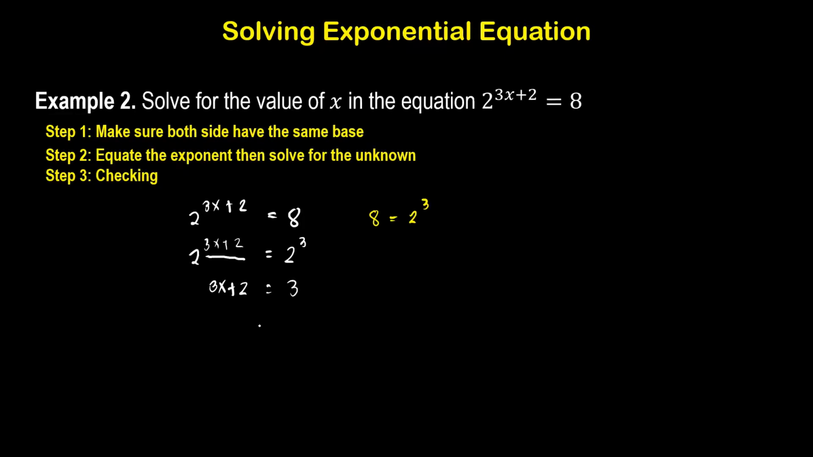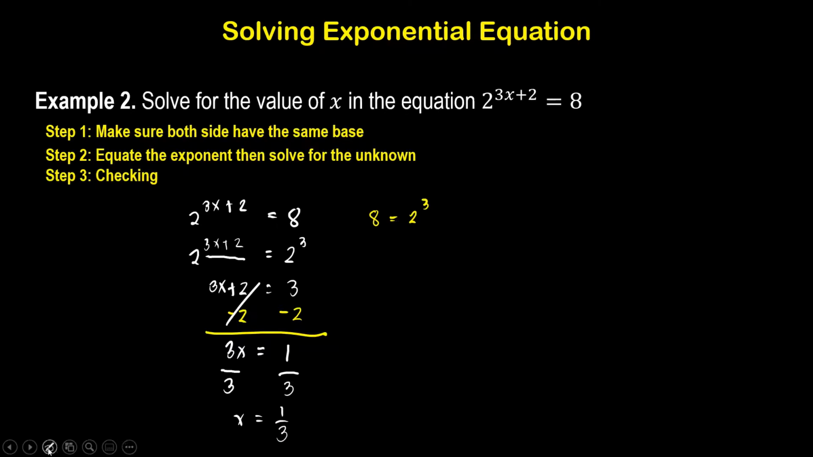Then of course, what we are going to do next is to isolate the x or to solve for the x. So ang next natin gagawin dito is to add both sides by negative 2. That leaves us with 3x is equal to 3 plus negative 2, which is equal to 1. So therefore, to solve for x, we just divide both sides by 3, and yung value ng x natin is equal to 1/3. So that means ang value ng x natin dito for our second example is x is equal to 1/3.